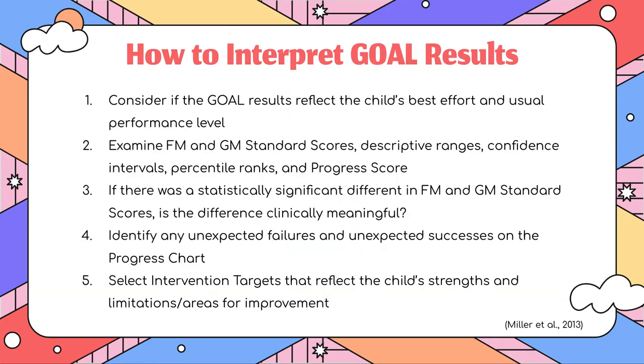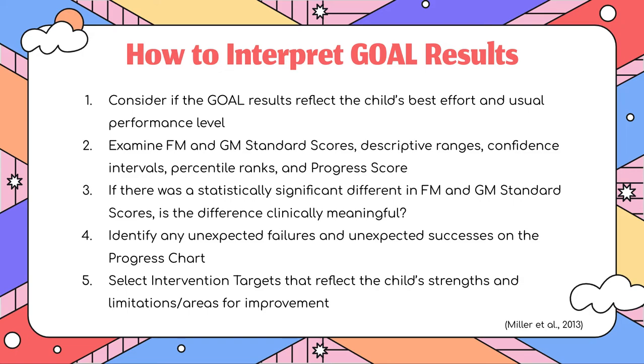Now that all the scoring sections are complete, the results must be interpreted. Consider if the goal results reflect the child's best effort and usual performance level. Examine fine motor and gross motor standard scores, confidence interval, percentile rank, and progress score. If there was a statistically significant difference in fine motor and gross motor standard scores, is the difference clinically meaningful? Identify any unexpected failures and unexpected successes on the progress chart. Select intervention targets that reflect the child's unexpected successes to help motivate them when working on unexpected failures.